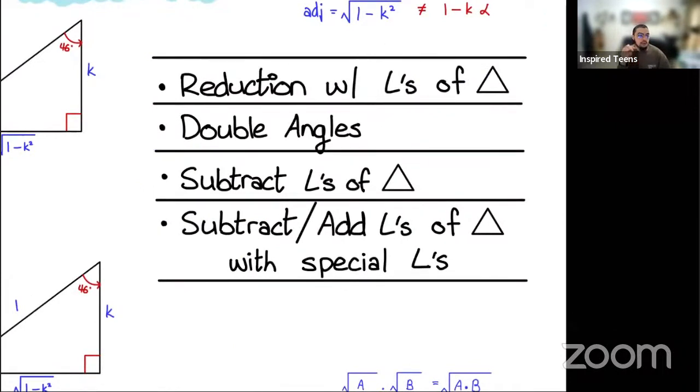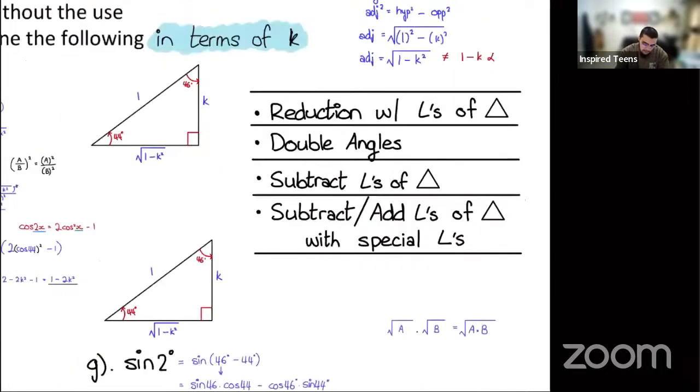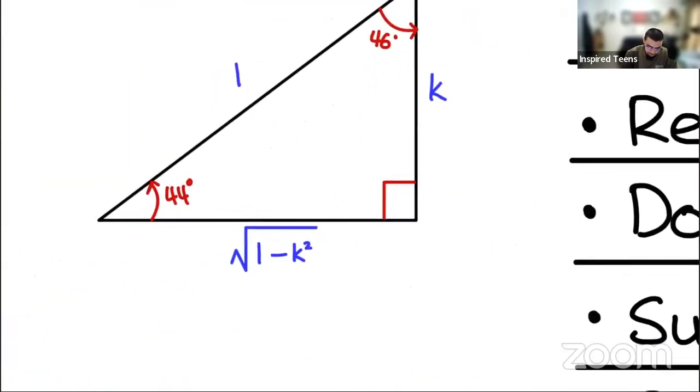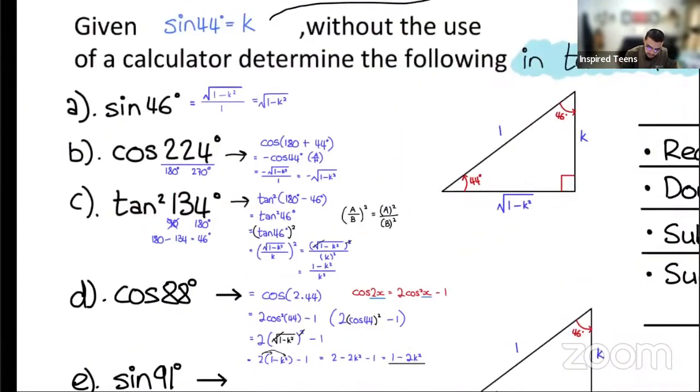But the last one is when you subtract or add angles of the triangle with special angles. So let's do an example of this. Now we can use special angles as well. So let's do an example of this. What you want to do is basically, remember your special angles are what?